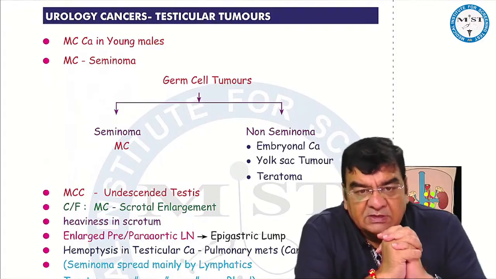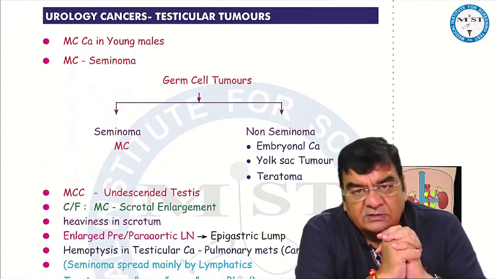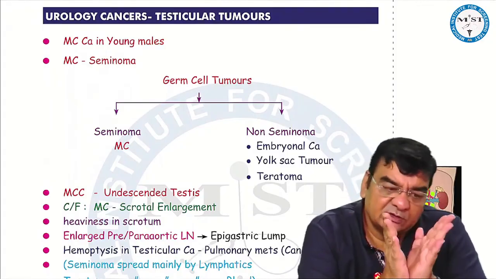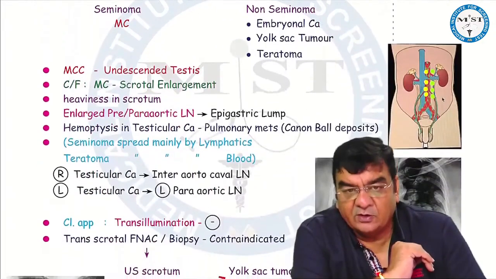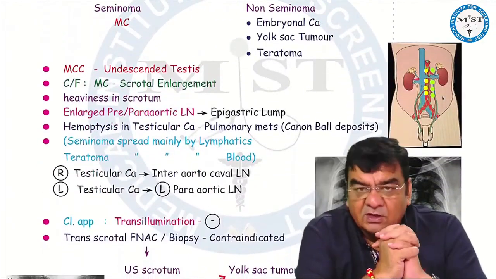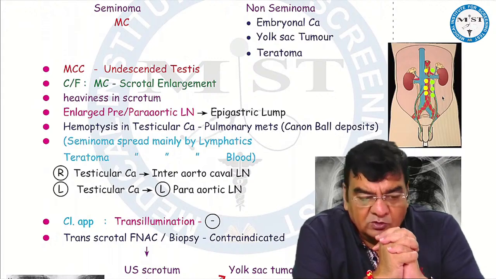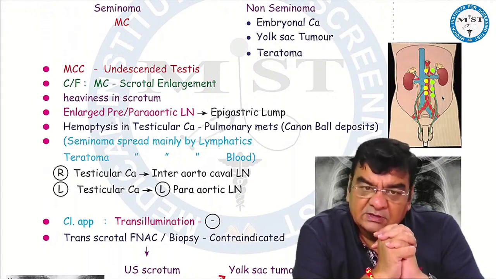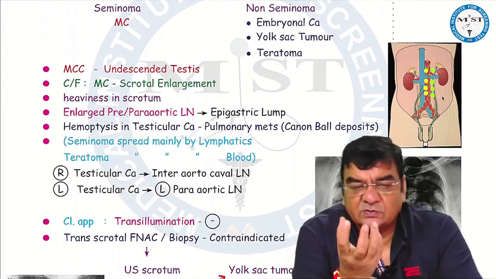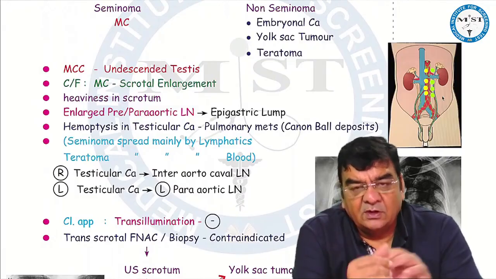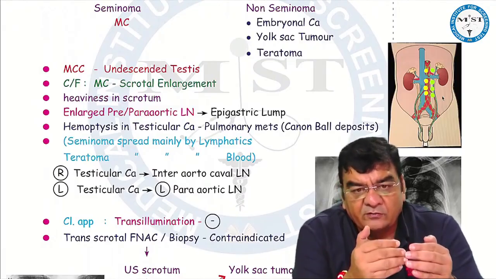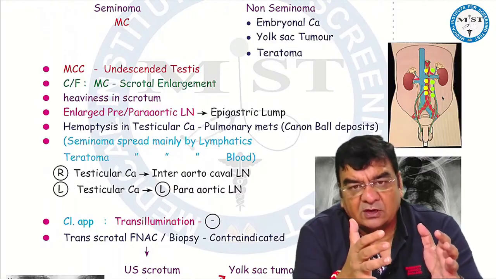Most commonly, it's a seminoma. And in the testes, we find germ cell tumors, which can be seminomatous or non-seminomatous. Non-seminomatous like embryonal cell carcinoma, yolk sac tumor, and teratomas. The most common cause of testicular cancer is undescended testis, and this presents with scrotal enlargement. There would be heaviness in the scrotum. There may be enlarged paraaortic lymph nodes causing an epigastric lump.